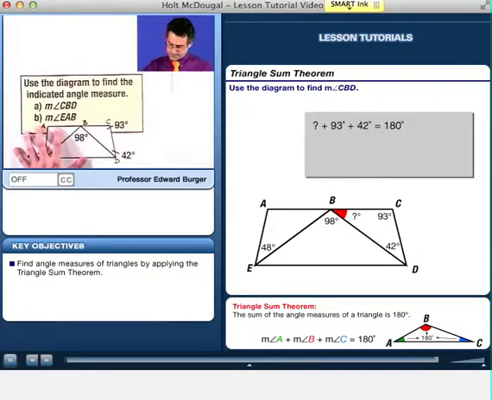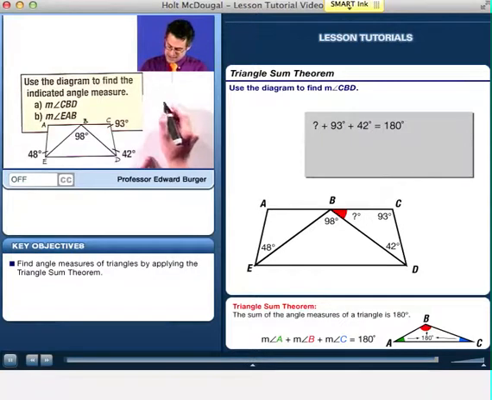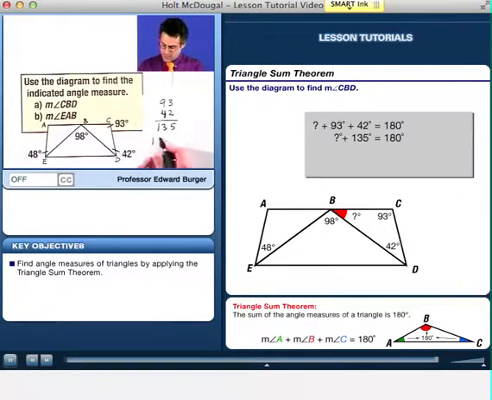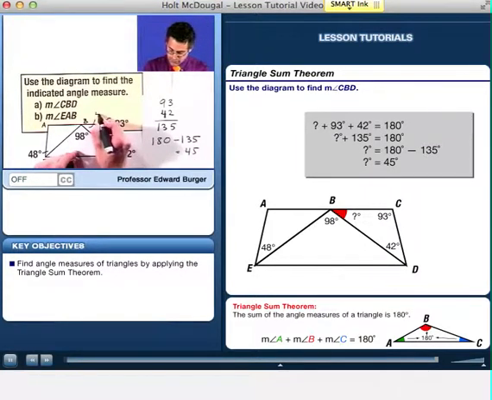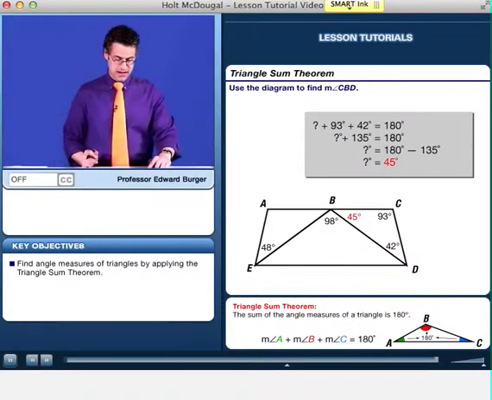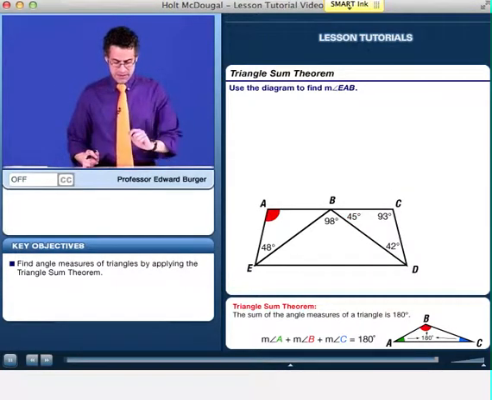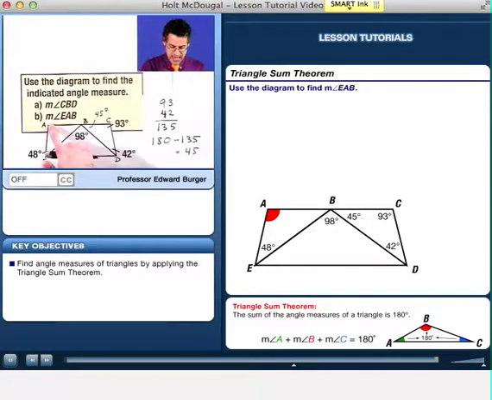So all we have to do is take 93 and add 42, add those up. I get 135. And now if I take 180 and subtract off 135, see I'm using the theorem, I produce 45. And so this measure right here is 45 degrees. All right, what's the next one I'm supposed to find? The measure of angle EAB. Where's that? EAB. So I have to look inside of this little triangle here.